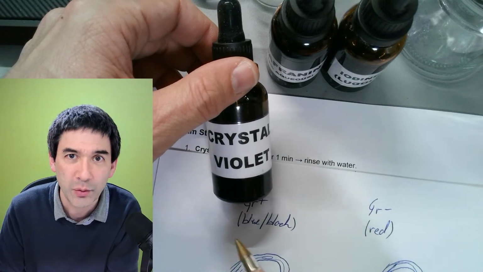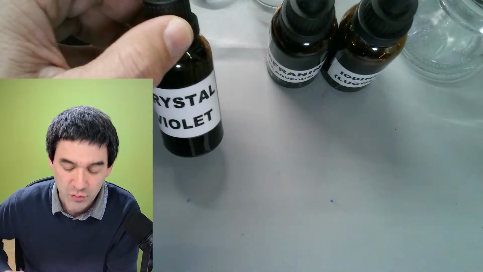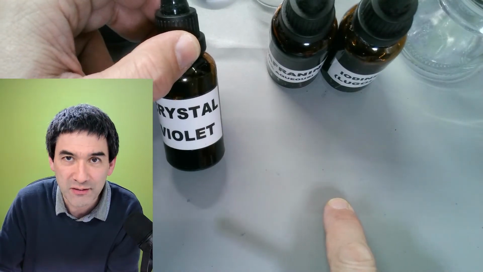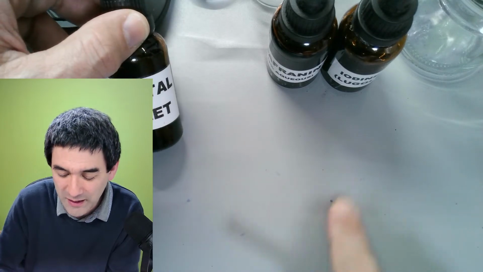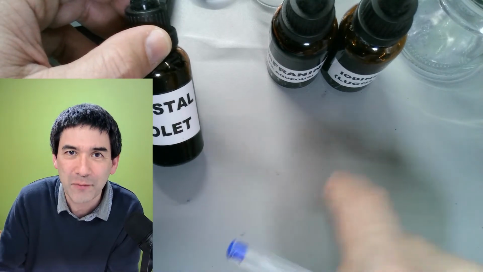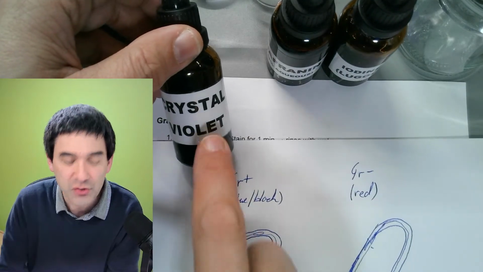Some of you already know it because I've been using this stain before, and it's a very, very strong and powerful stain. Do you see those blue spots over here? That's the crystal violet. It's so strong that I had problems even getting it off the table surface. Crystal violet is a very strong stain.